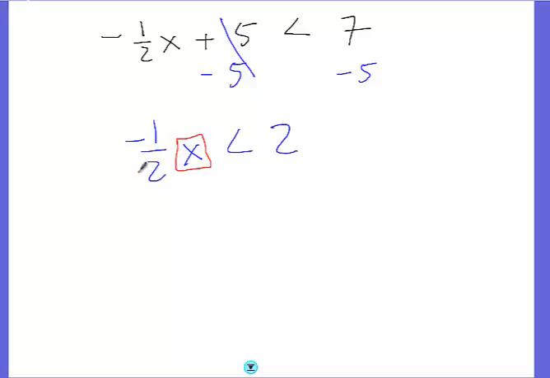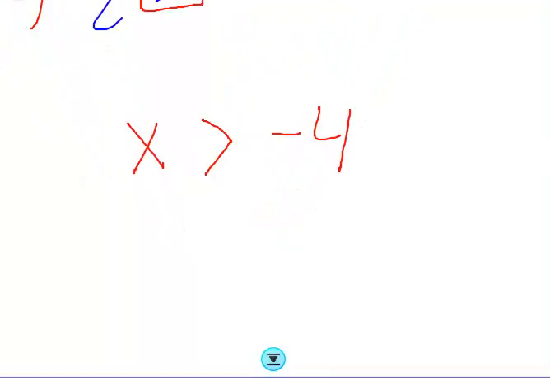Now, there are different ways you can do this. And the easiest way is, if we want to make a negative 1/2 become a positive 1, we want to cancel it out so we just have an x alone. We must multiply both sides by negative 2. Because negative 2 times negative 1/2 leaves us just with an x. And 2 times negative 2 leaves us with a negative 4. The only difference is when you're solving an inequality, if you multiply both sides by a negative number, or you divide both sides by a negative number, you must flip your inequality symbol.